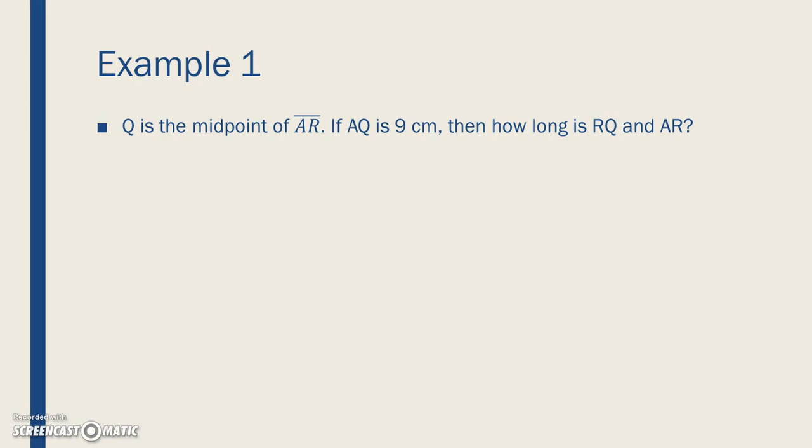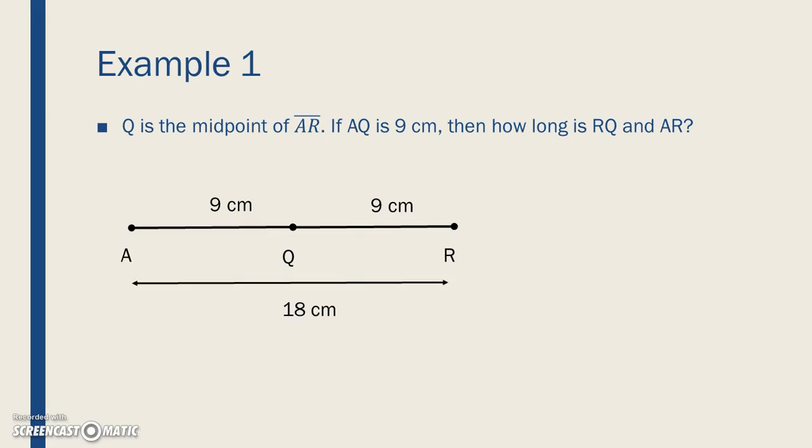So AR is our segment, Q is the point directly in the middle, and I know that AQ is 9. So between A and Q I can put 9. Because it cuts the segment in half, I know that QR is also 9. So the whole thing AR is 18 because 9 and 9 make 18. So RQ is 9 centimeters and AR is 18 centimeters.